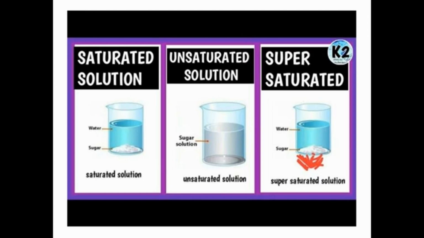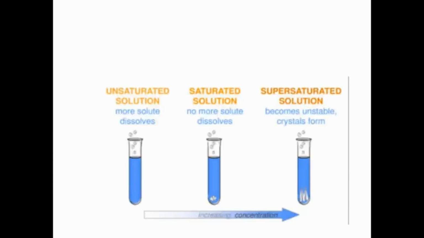For a supersaturated solution, it has more or excess solute, such that at that temperature, you begin to have the solute being crystallized out. Now, this is an example of saturated. In unsaturated, more solute can be dissolved. In saturated, no more solute can be dissolved. In supersaturated, it becomes unstable because you have excess solute and then they begin to crystallize out.